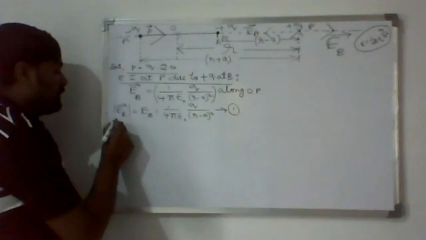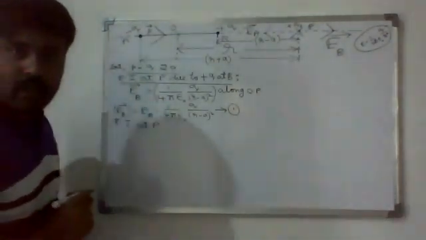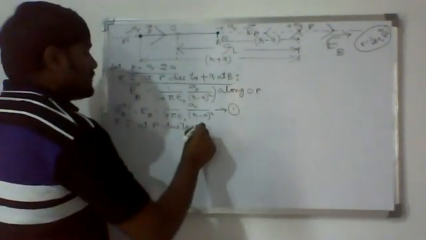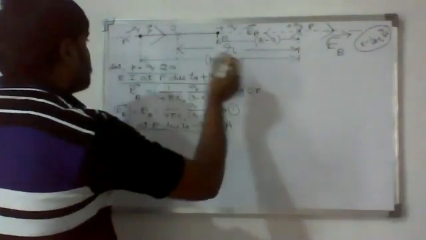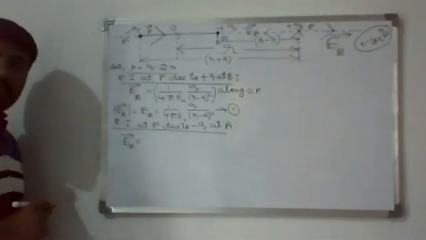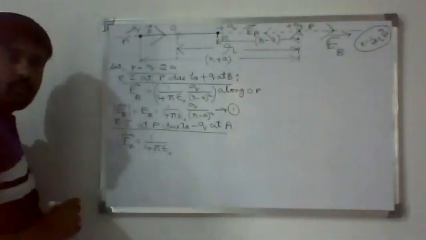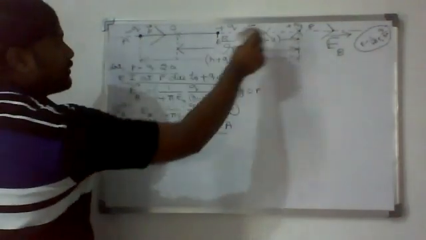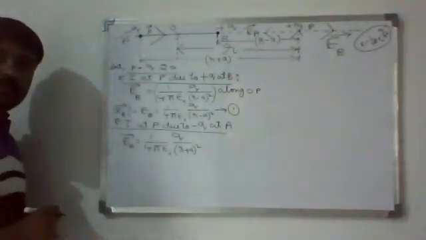Then the electric intensity at point P due to minus Q at A. That is, E_A vector is equal to 1 divided by 4 pi epsilon naught, the magnitude of this charge, Q, divided by the distance from A to P, that is (R plus A) whole square.